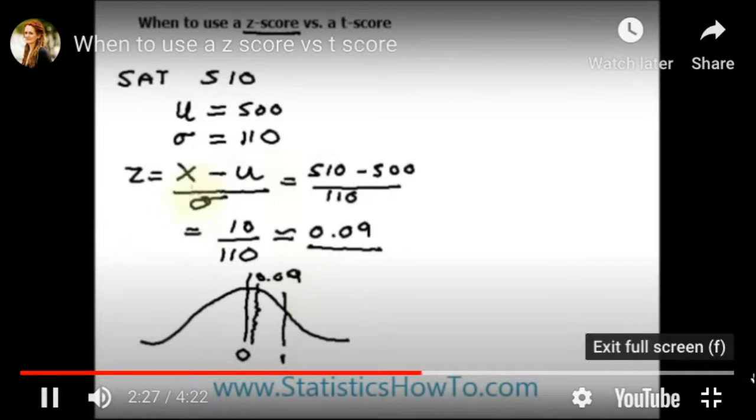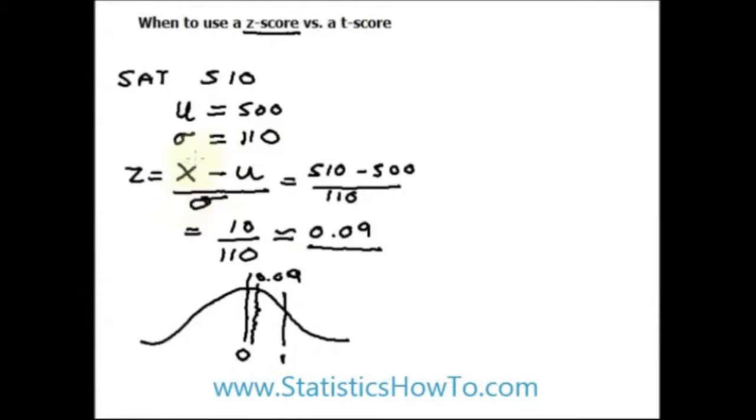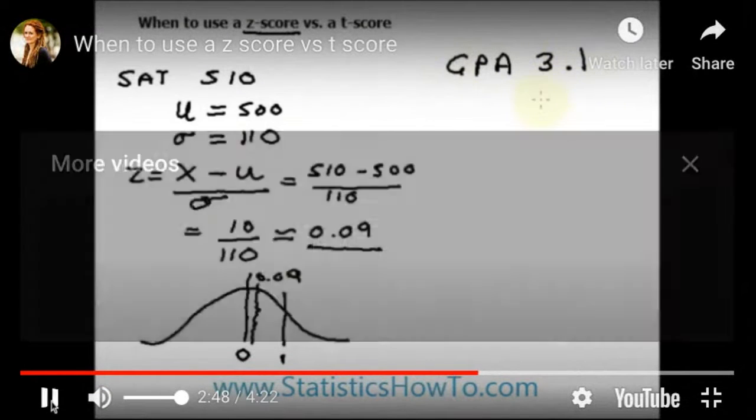For this example, we knew our standard deviation for the population, and we had a very big sample size. Let's take a look at a t-score when we don't have that information. Let's say you wanted to compare your GPA of 3.1 to other people. You may not have access to GPA records.